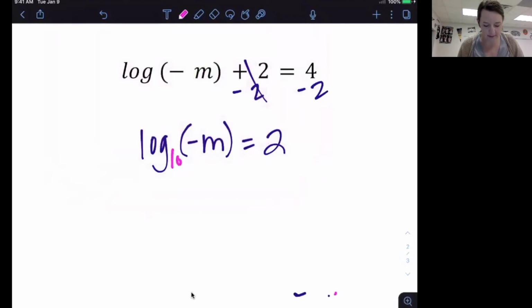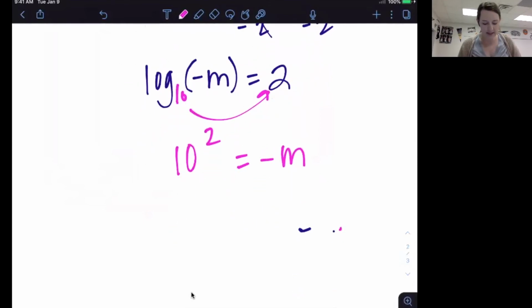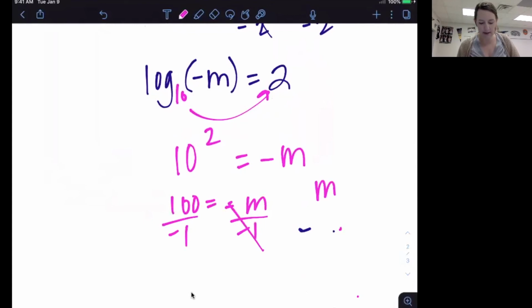So this has a base of 10. So my exponent has a base of 10 to the 2nd power equals negative m. So I know 10 to the 2nd power is 100. And then to get rid of that negative, I'm going to divide by negative 1. So I have m equals negative 100.